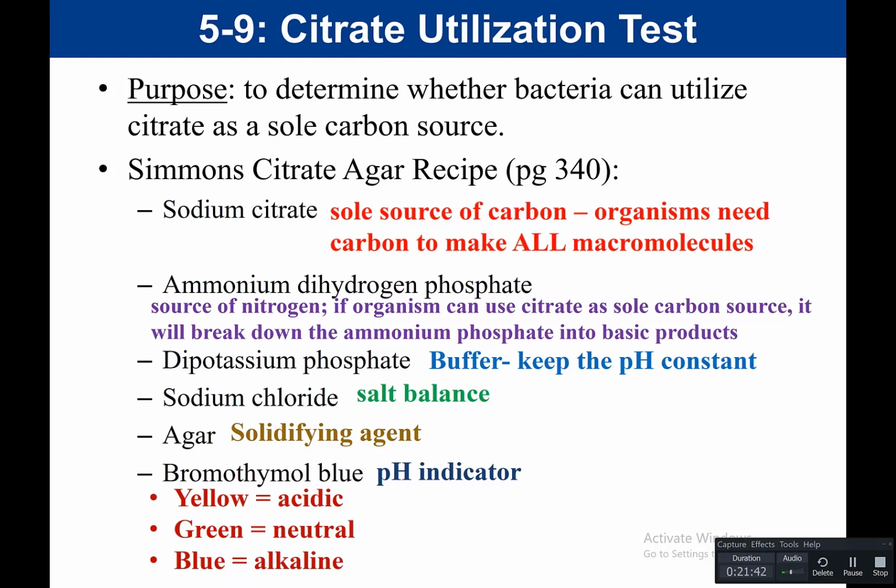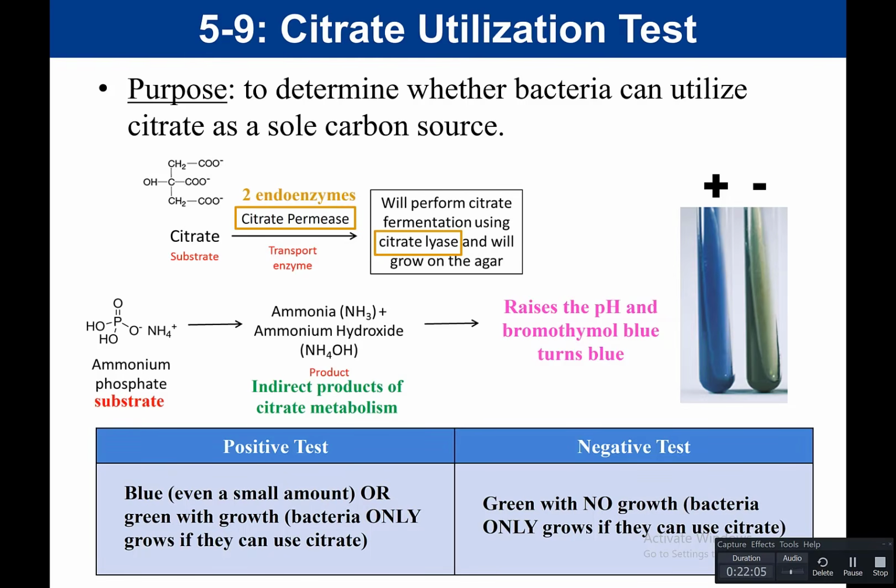So again, you don't need to know that the dipotassium phosphate is the buffer. You don't need to know that we have the sodium chloride or the agar. Those ingredients are less important for you to know. You do want to know that we have bromothymol blue in there. That is the pH indicator. And again, what colors go with which pH. For this test, you again want to study your biochemical sheet. When you fill out your biochemical sheet for this, we have two substrates that you should record: the citrate, your source of carbon, and the ammonium phosphate, which is the source of nitrogen.